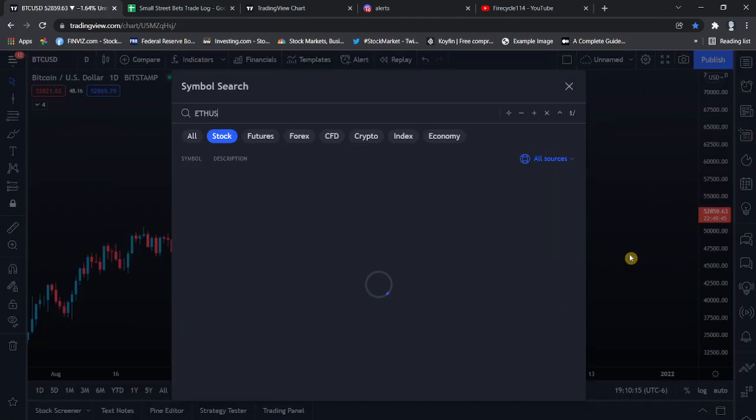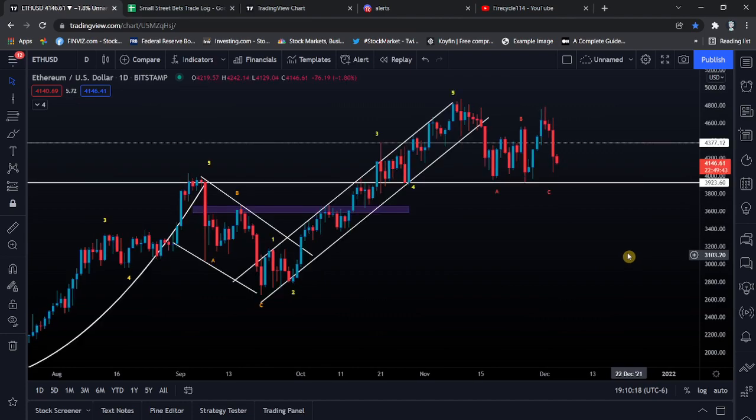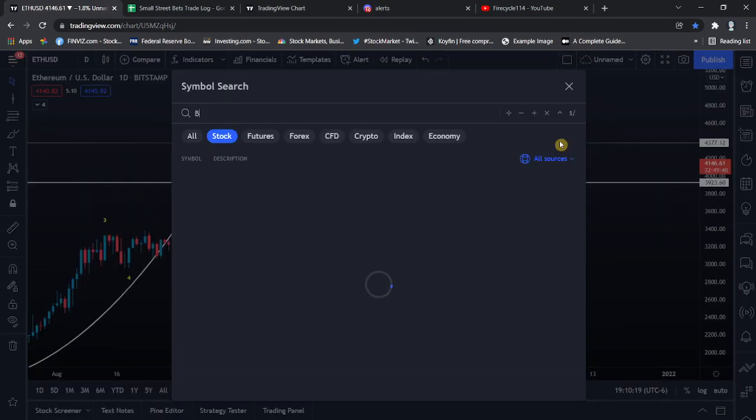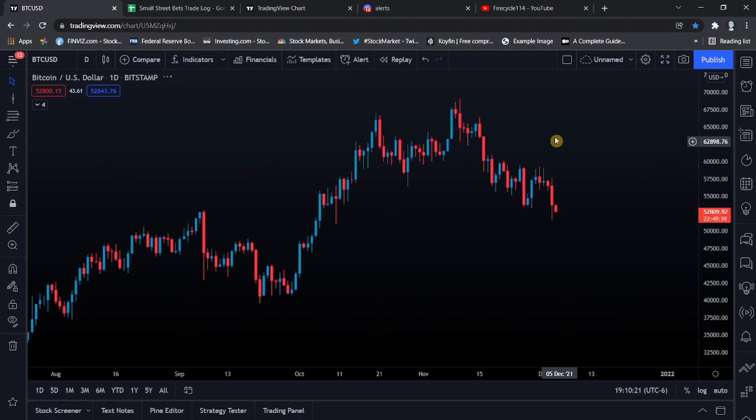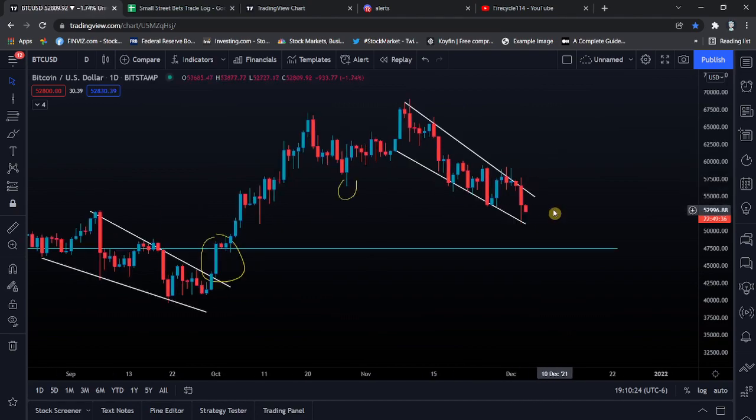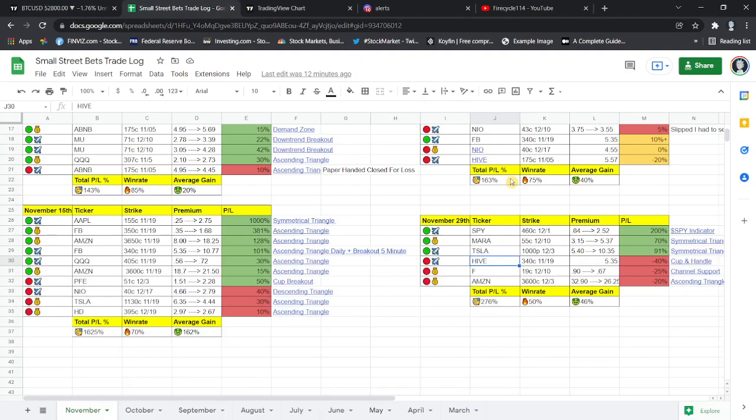And let's even take a look at Ethereum, but Ethereum still looks bullish. But overall, Bitcoin is looking bearish, especially if we do break that support on Bitcoin. So that was our 40% loss, and again, those were just shares.